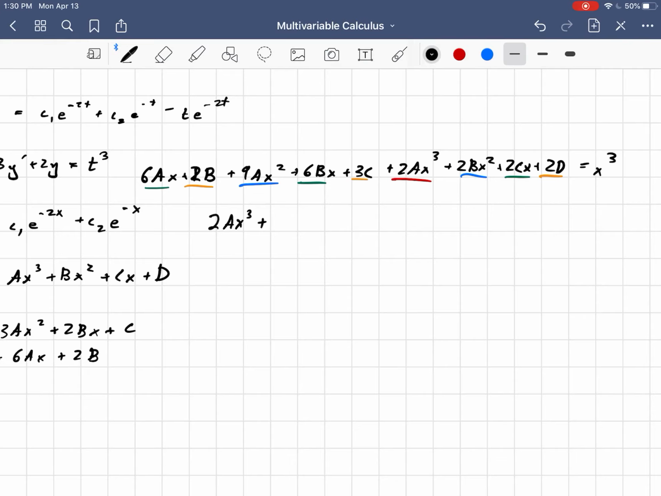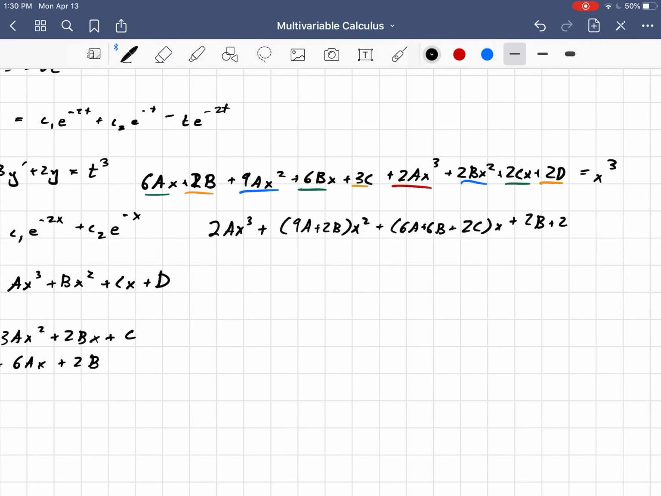Oh, no, I want that there. Okay, so now that means 2ax cubed plus, now we have 9a plus 2b, or not 2b, x squared. Now we have 6a plus 6b plus 2c, so that's 6a plus 6b plus 2c x, and now we have 2b plus 3c plus 2d, so plus 2b plus 3c plus 2d, and all that's x cubed.